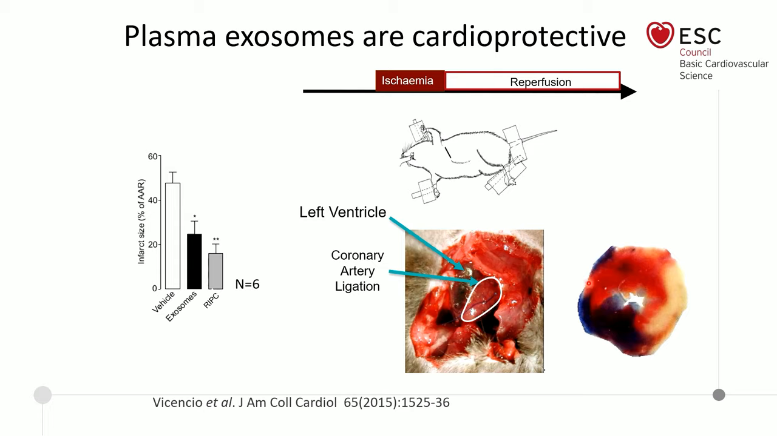So we look at the area of dead tissue or infarct relative to the area at risk, and we can see in those rats treated with exosomes, these were injected intravenously, and this reduced the infarct size compared to the control. So to a similar extent as in those which were subject to remote ischemic preconditioning, which Gert Hoisch mentioned the other day.